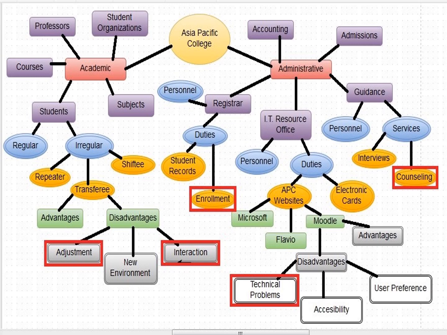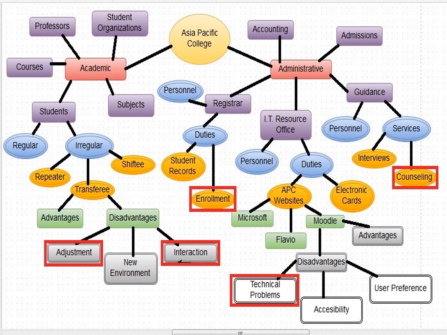Meanwhile, that also goes the same for the administrative. Is it accounting, admissions, guidance, resource office, or registrar? Here, the narrowed topics are the offices that are under the administrative branch of APC. Now, you can consider registrar, for example, and what exactly about registrar do you want to research on? Is it about the people in charge of the registrar office or about the duties or obligations of a registrar, like student records or enrollment process?